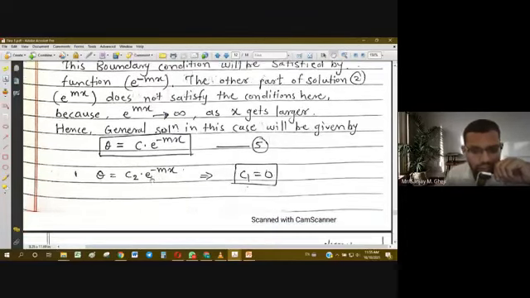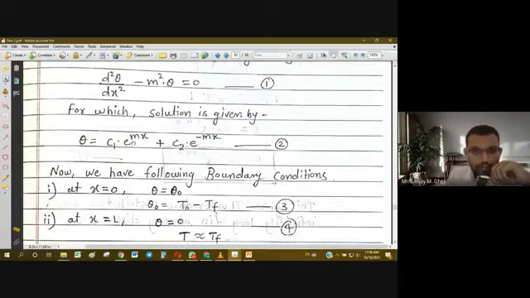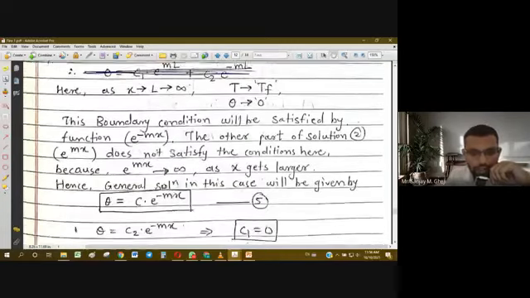Okay, so this you can view as c2 upon e raised to plus mx, and if you put x equal to infinity, it will be c2 upon infinity, and anything upon infinity is going to be very small, and in effect it means that theta is tending to 0. Theta is tending to 0. Okay, so from this, we can infer that c1 is equal to 0. So c1 from this is going to be 0.